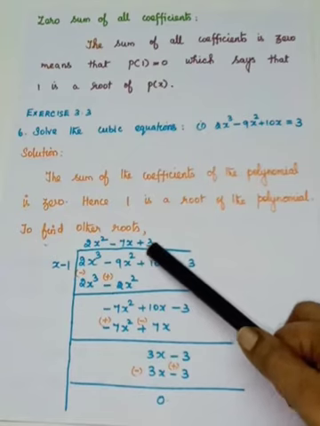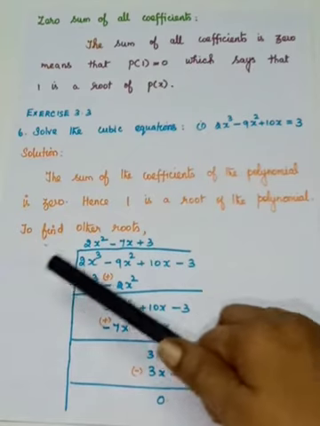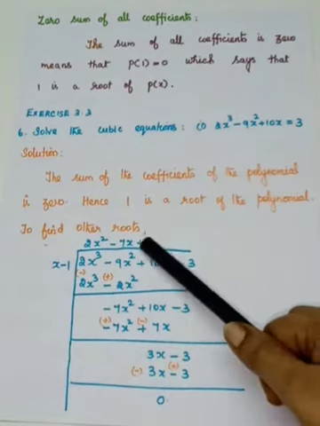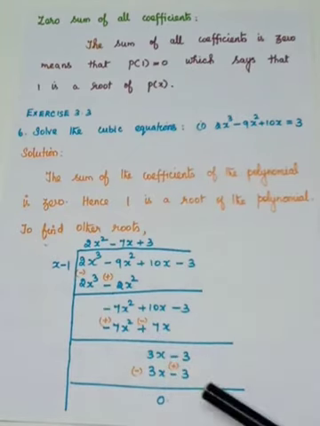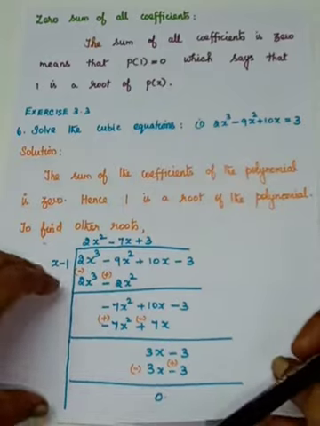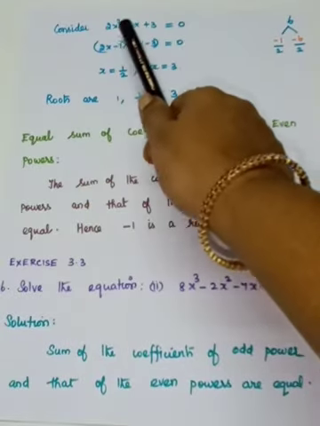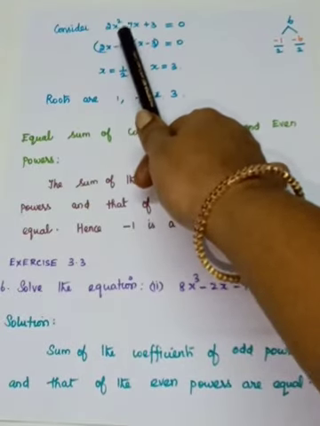So it has to be multiplied by 3. So 3 into x is 3x. 3 into minus 1 is minus 3. When you change the sign, it will become 0. So what is the remaining factor? It is 2x squared minus 7x plus 3. Okay, so it is a quadratic polynomial.